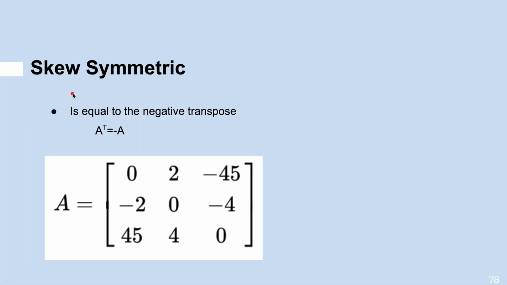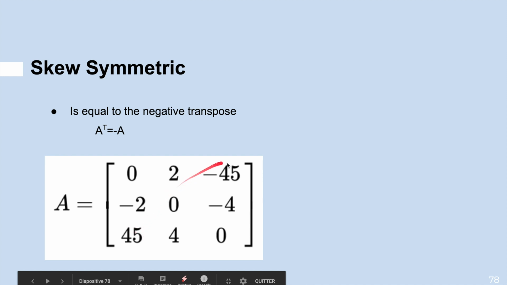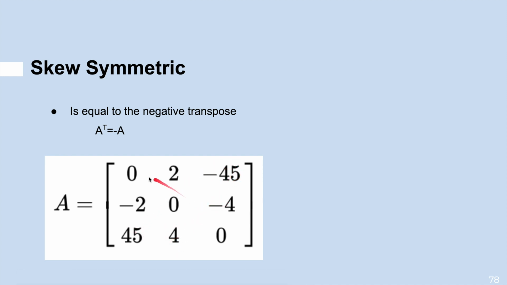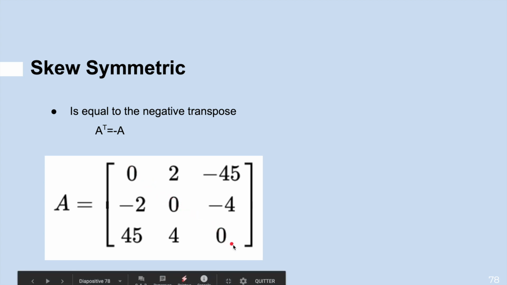Skew symmetry. If a matrix is skew symmetric, it means that the transpose of the matrix is equal to the negative matrix. That means that we have a negative here and its corresponding number is positive. Here we have 45, and now we have negative 45. 4 and negative 4. Again, the diagonal can be whatever you want.